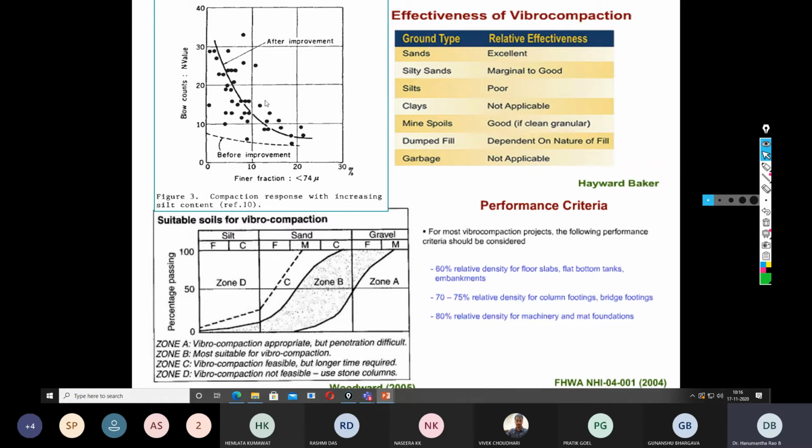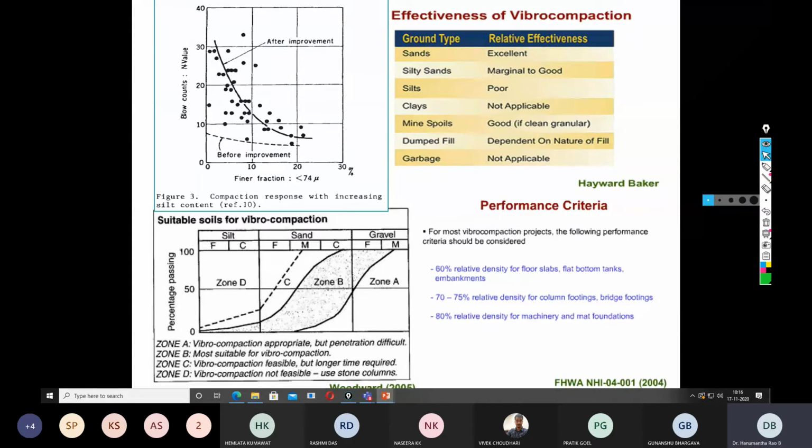But that is in the case of dynamic compaction. In the case of vibro flotation, as such there is no requirement, but somebody has given a beautiful relationship between SPT value and fines fraction post compaction. From this you can understand the influence of the fines fraction on the degree of improvement. This is the reason the vibro compaction is not valid if the fines content exceeds 10%. This is identifying the soil types depending upon the gradational characteristics.